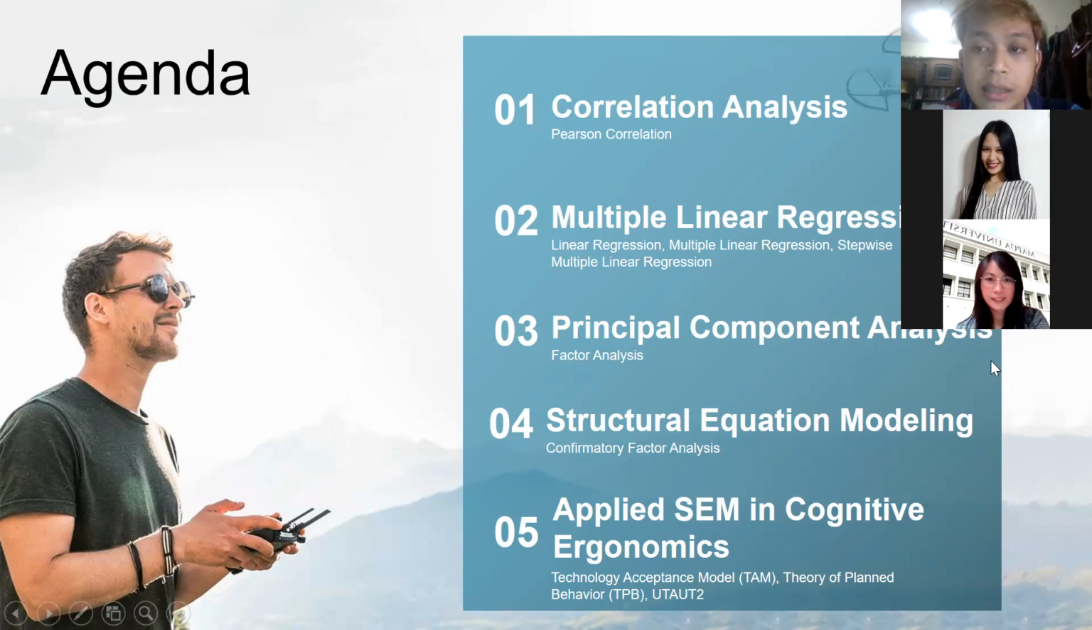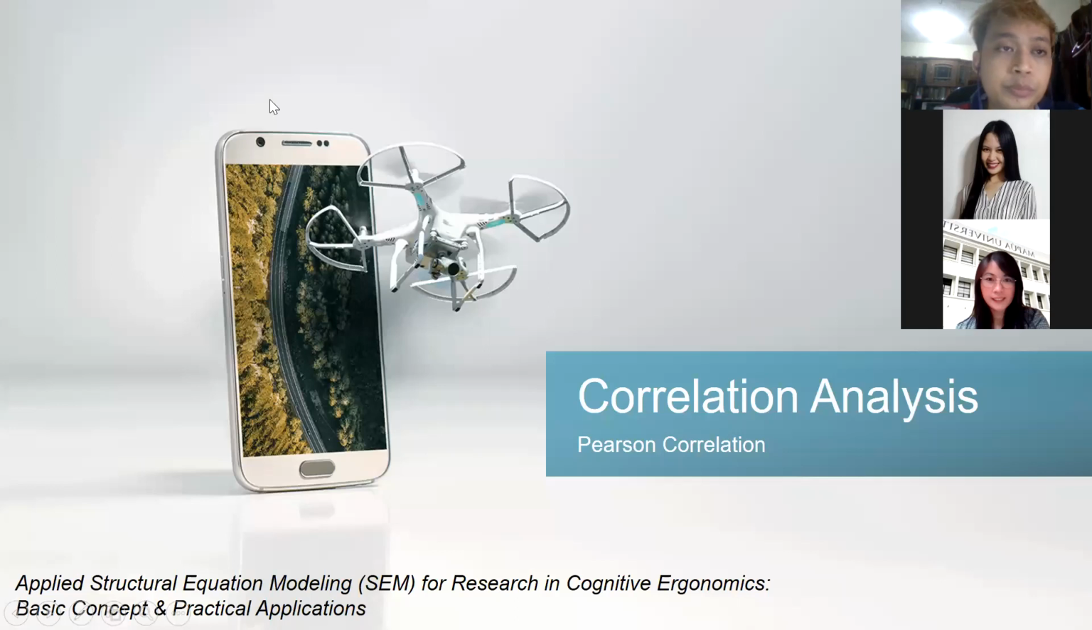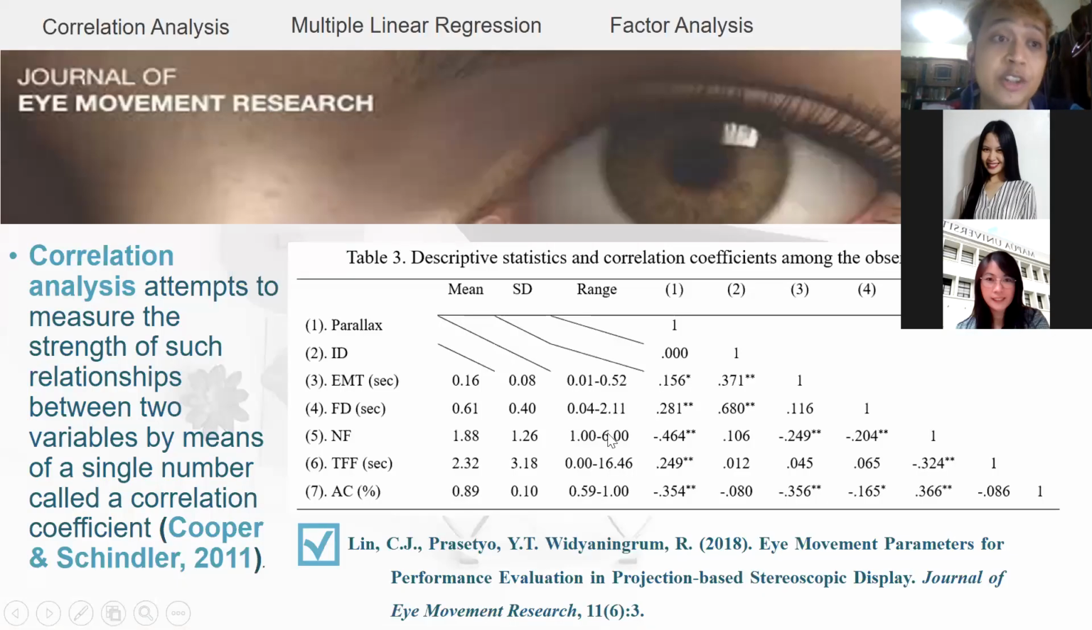In SEM, we also do a kind of factor analysis, but we make it confirmatory. We confirm the factor analysis. And then I can show some models. Of course, everybody knows correlation analysis, right? SEM actually starts with the correlation analysis.